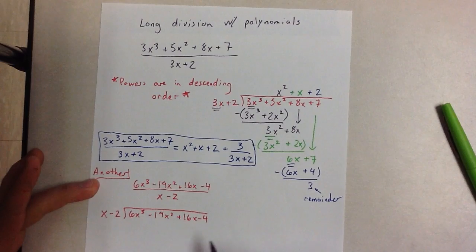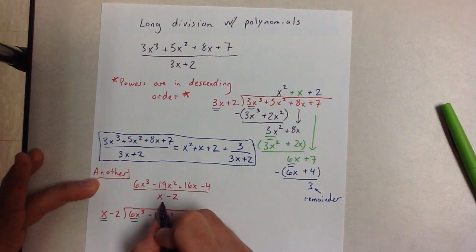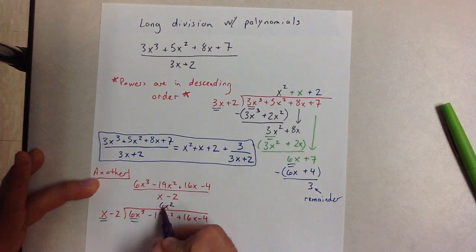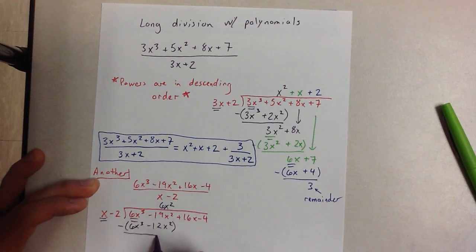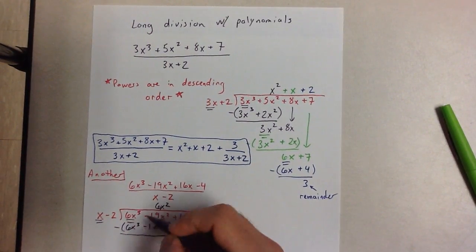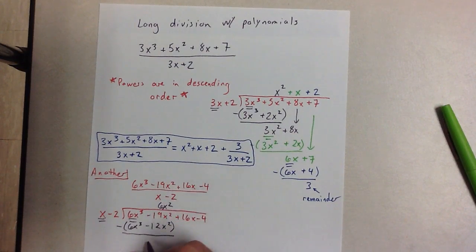Let's work this through. So x, we focus on x, and we focus on the leading term. So to get 6x cubed, we're going to have to multiply x by 6x squared. So we do that. That gives us 6x cubed, and then minus 12x squared. We love all these negatives. So 6 minus 6, we know that cancels. Negative 19, subtract a negative, so we know this becomes addition. So we get negative 7x squared as a result.